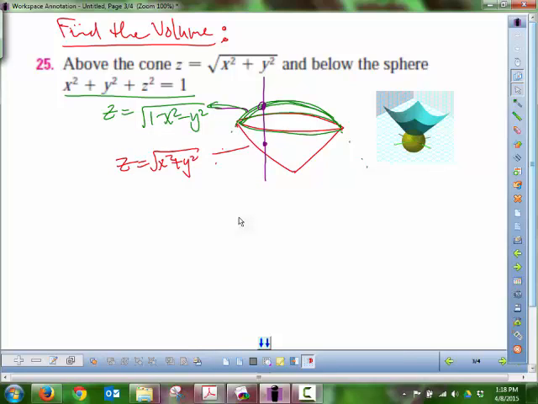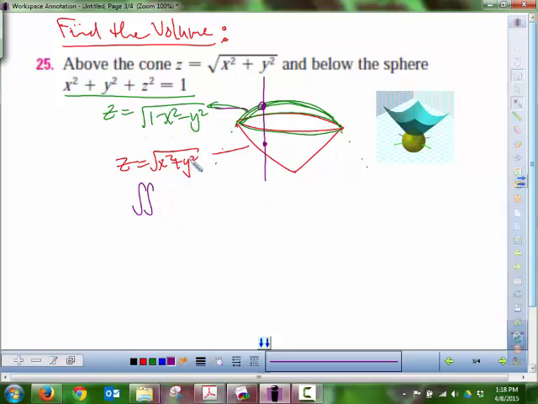Okay, so the inside of the integral will be the sphere minus the cone. Once you figure out which one's the greater function and which one's the lesser function, that's going to be your integrand. In fact, maybe we should write, just for practice's sake, our integral as the top function minus the bottom function dA.